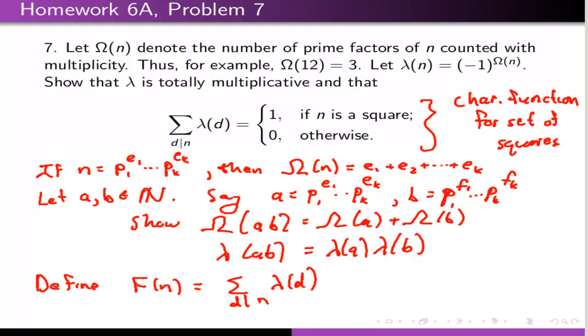Since lambda is multiplicative, capital F is multiplicative, and all you need to do is now evaluate capital F at a prime power in order to get the formula for what capital F looks like.